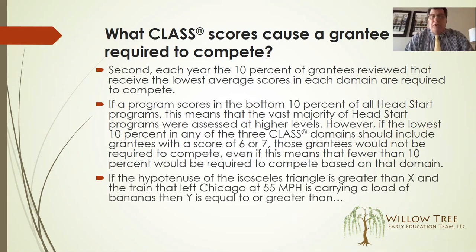The last bullet you can read for yourself, that's if the hypotenuse of the isosceles triangle is greater than X and the train that left Chicago at 55 miles per hour is carrying a load of bananas, then Y is equal to greater than. Trying to get a little humor in the class world.